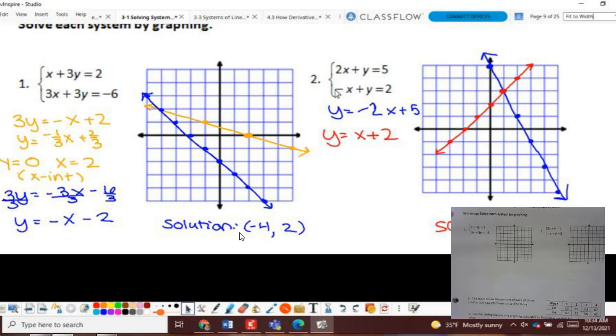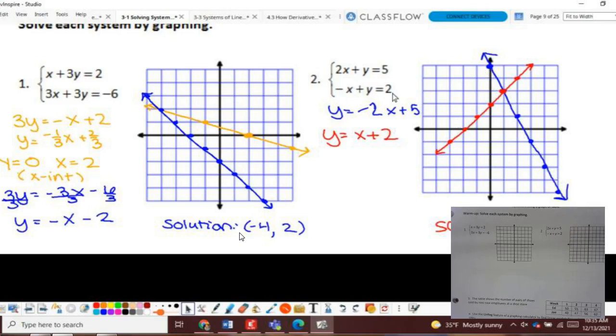Similarly, in number 2, we are going to solve the top equation, and you get y equals negative 2x plus 5. That means my y-intercept is 5. My slope is down 2, right 1, down 2, right 1. So that's the blue line.